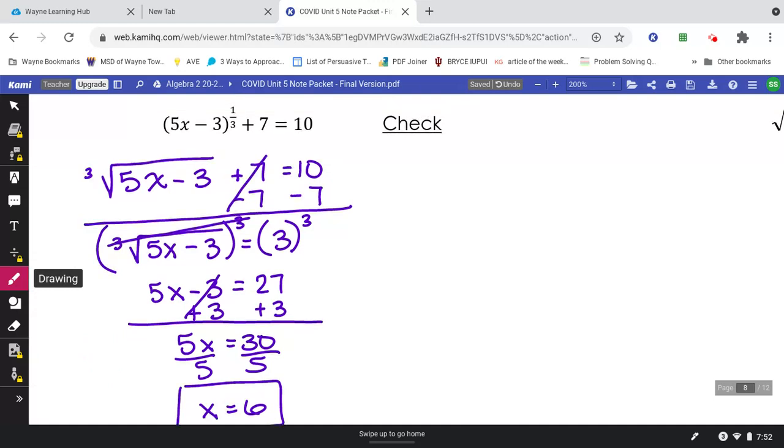Remember, for these cubes, we don't have to check. So just write a little note, no check needed. If you don't write a little note or a little something there, then it just seems like you forgot to do it. So just make sure you write a little note.